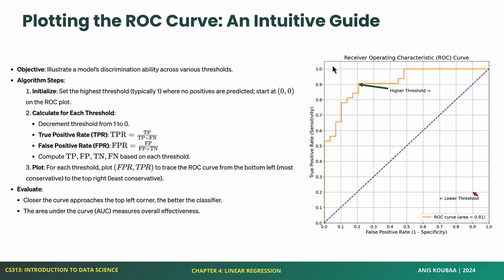So I've put the algorithm here. We're going to start with threshold equal to 1. For each threshold, we calculate this value, and then we compute all true positives and true negatives. And then this is a point for that threshold. Finally, I'm going to plot all these points and connect them with lines. And this represents the receiver operating characteristic curve.